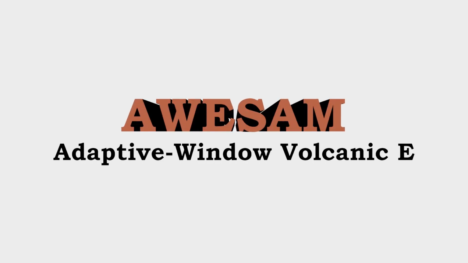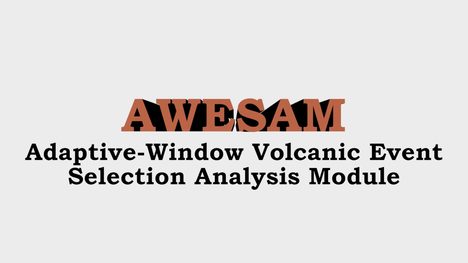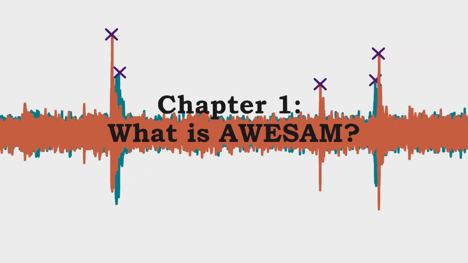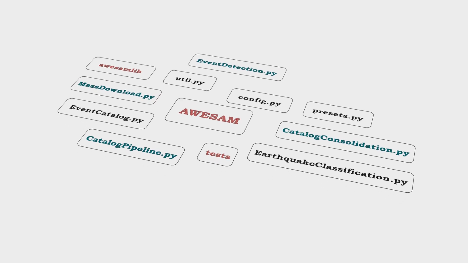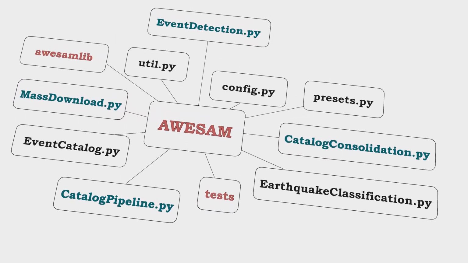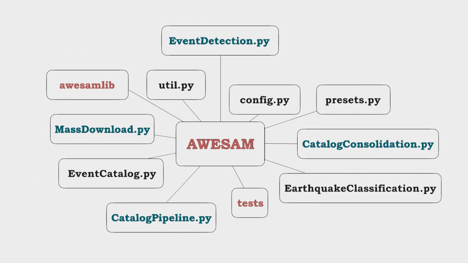Hello, in this video I will give an overview of AWESAM and I will show you how to use the package. AWESAM is a Python package with tools to create seismovolcanic event catalogs from seismic data. This includes a tool to download seismic data, detect events and create catalogs.